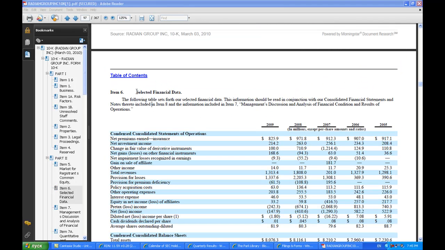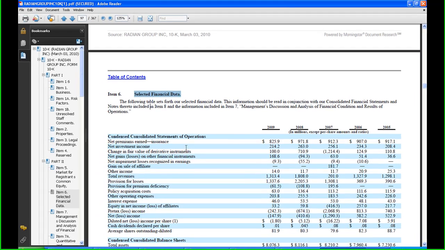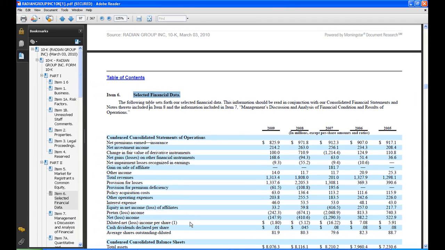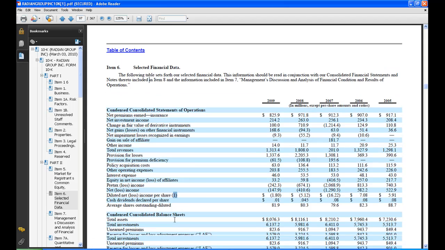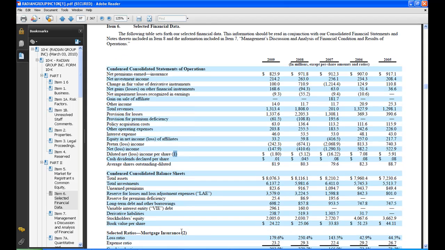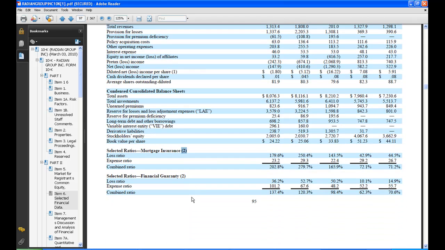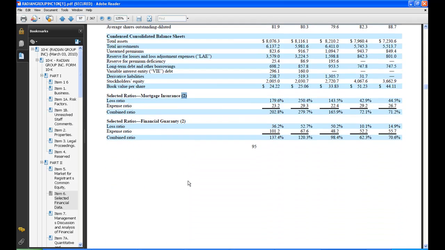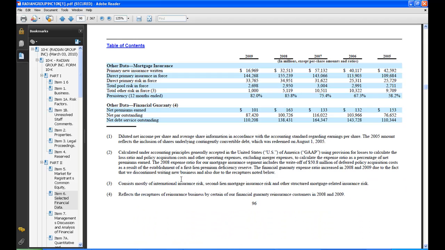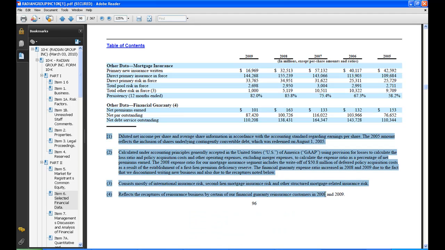Next, Item 6, Selected Financial Data. It is nothing more than the data, but the thing I wanted to point out is, for example, diluted net loss income per share, and you see a 1 over here, or over here there's a 2. It basically refers to notes. To fully understand this data, you might want to go down and read the actual notes that it refers to, and this will help you better understand what the statement is talking about.